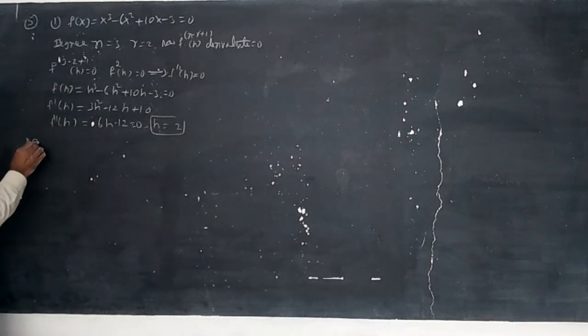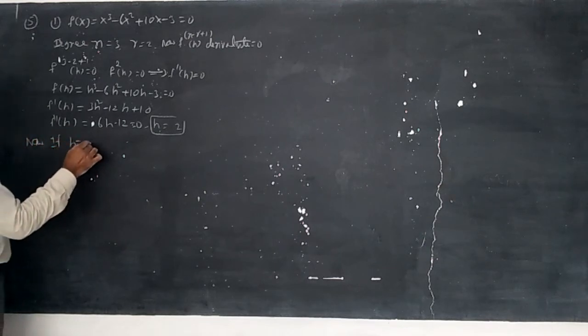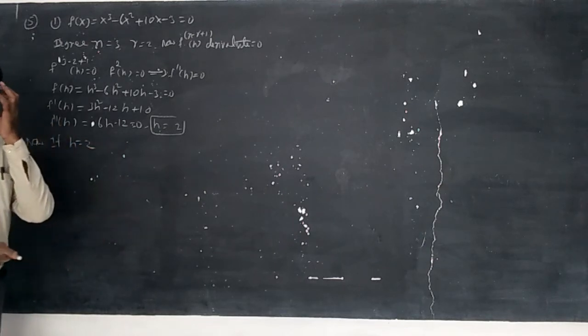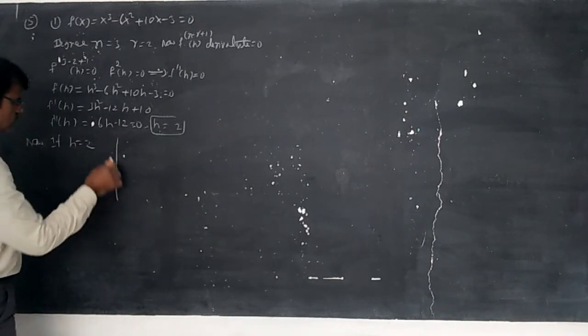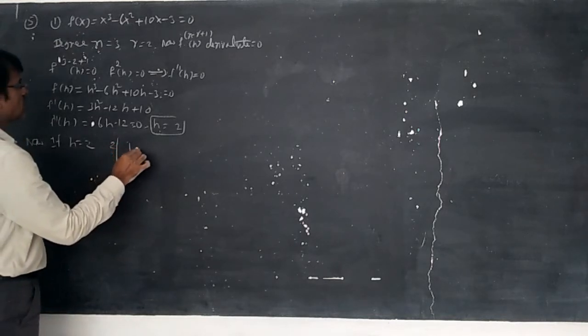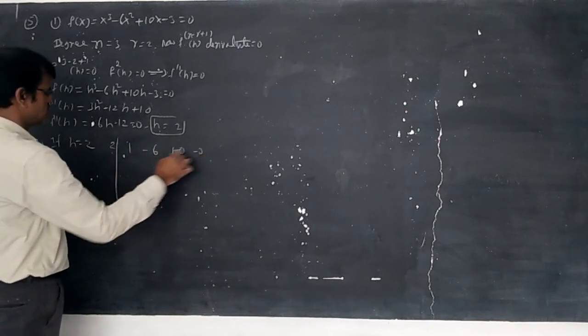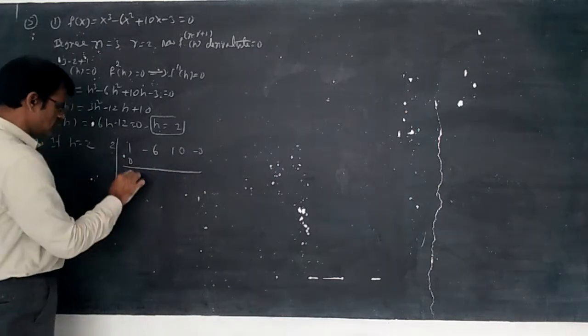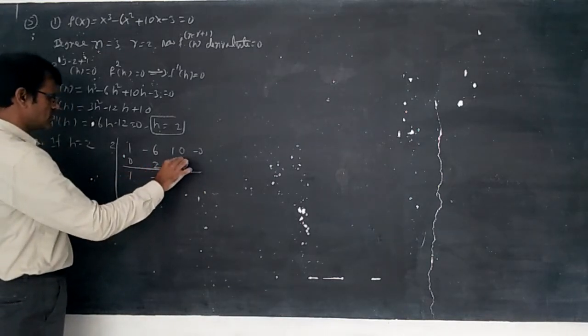Now h is equal to 2, there is no question of if. Compulsory h is equal to 2. Don't change the value. If you are getting 2, simply transform the equation with 2 only. Put here 2. Write the coefficients: 1, minus 6, 10, minus 3. Put here 0. This is 1, 1 times 2 is 2. This is minus 4. This is minus 8.